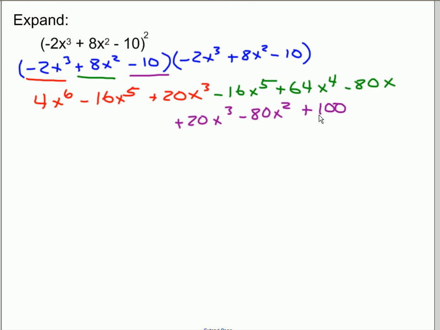Well, this is certainly expanded, but I can actually write it in a more simplified way. What I want to do to finish this problem out is combine like terms. So I have 1x to the sixth term, 4x to the sixth. I have a couple of x to the fifth terms. Negative 16 and negative 16 gives me negative 32x to the fifth. I've got 20x to the third, and 20x to the third is 40x to the third.